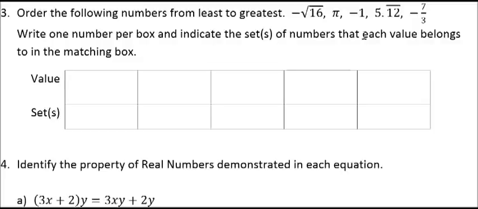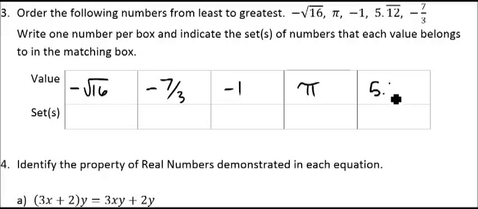If I look at these, I have a couple negative numbers, right? This is -7/3, and this is -4. So this is the smallest of all of them. So I'm going to go ahead and begin by writing that one. We'll just need to grab a pen. So my first number is negative the square root of 16, which is just equal to -4. The next number that I have is -7/3. After that, we have the number -1. The next largest number that we have here is pi, and the largest number in this set is 5.12 repeated.